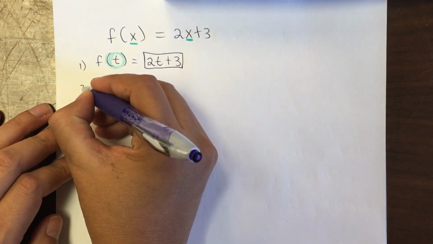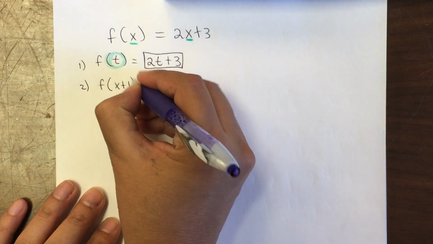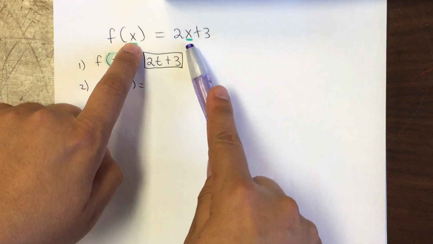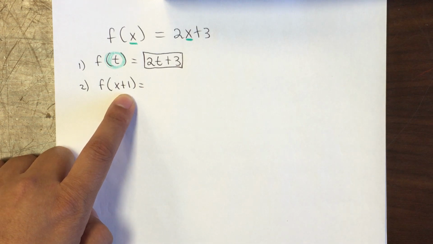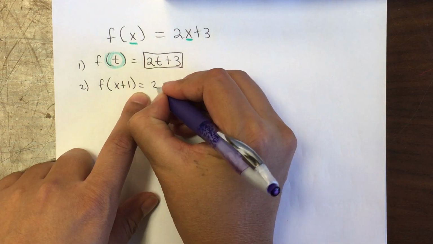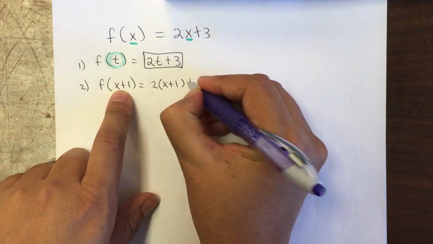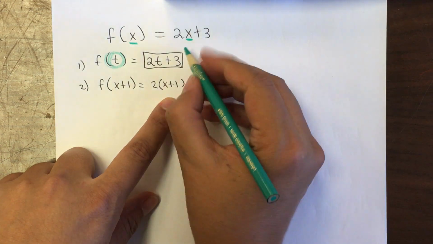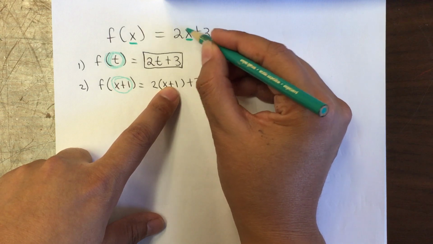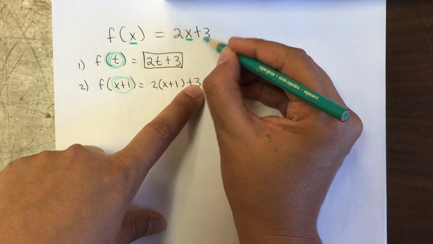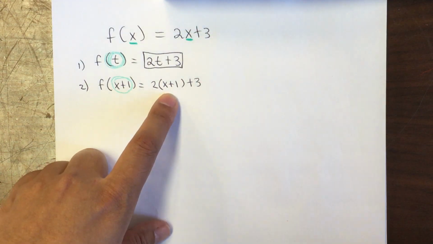Now I'm going to do another one, and it says f of x plus 1. Again, I'm going to replace my x with x plus 1. So I'm going to write 2 times, instead of x, x plus 1, plus 3. Again, remember, all I did was replace this where my x is. The 2 stays the same, the 3 stays the same.